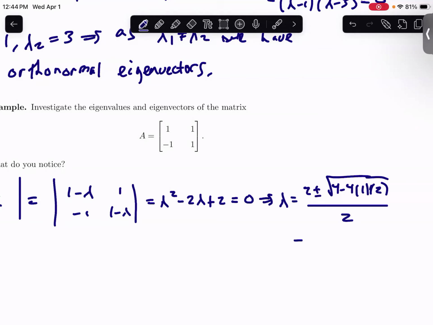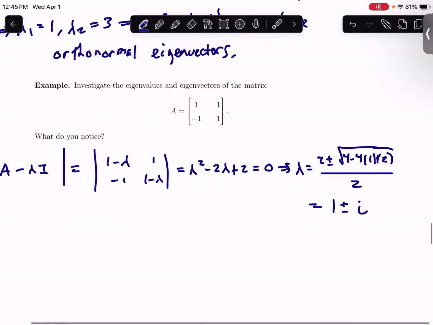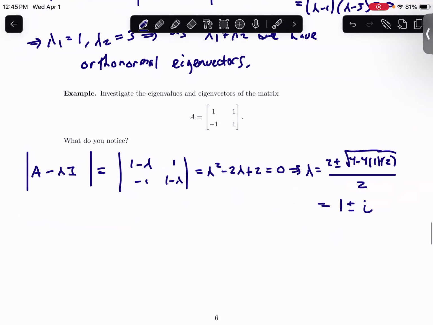And what this ends up being equal to is 1 plus or minus i. So you end up getting a negative number within the square root, so it introduces this i term, which is a little bit difficult to work with. We haven't really been working with complex numbers in this class. There's a lot of different theory involving complex numbers that we might dedicate some time to later in the semester.